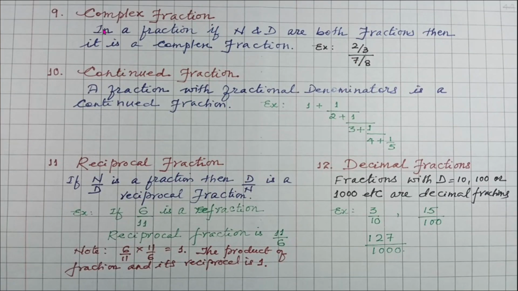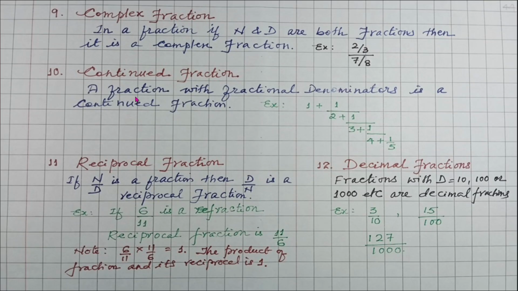Next point, complex fraction. In a fraction, if n and d are both fractions, again I'll repeat, in a fraction, if numerator and denominator are both fractions, then it is a complex fraction. For example, here 2 by 3 is a fraction, 7 by 8 is a fraction, and therefore the numerator is 2 by 3, 7 by 8, it itself is a fraction. That is called a complex fraction. Rather, in a complex fraction, the numerator has to be a fraction and the denominator also has to be a fraction.